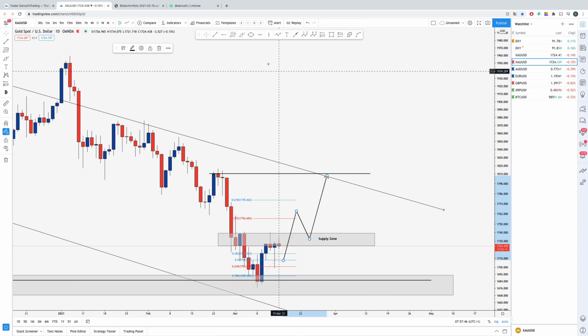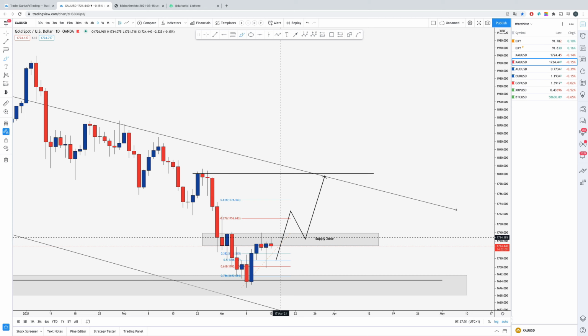Now this area of supply, as you can see, already gave us the movement to the downside. The area of supply is a high interest level in the market where sellers, especially financial institutions, are placing their orders, and then afterwards the market will go crazy to the downside.